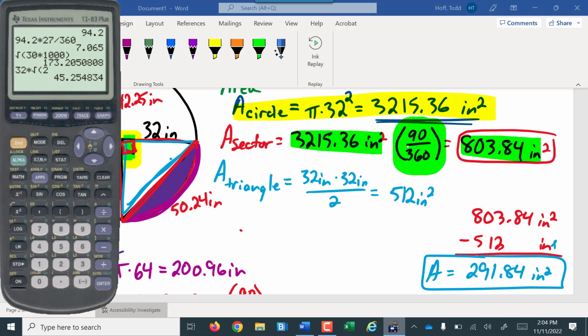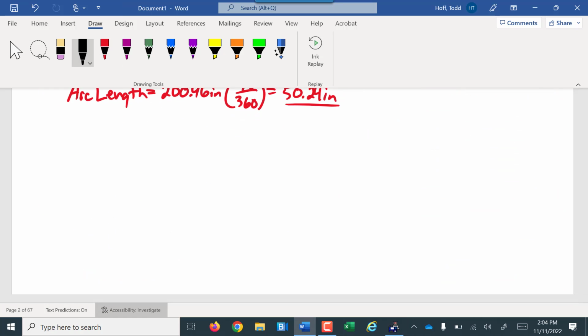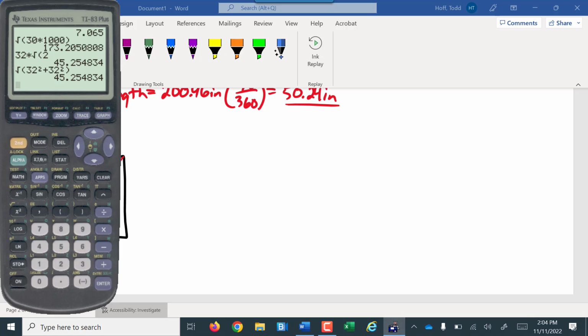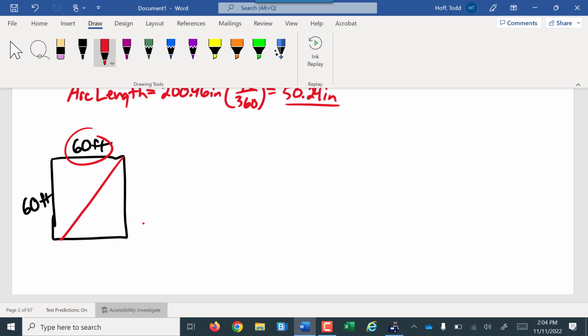So I cheated when I punched that into the calculator, but normally you do the square root of 32 squared plus 32 squared. You get 45.25. Now what I did is a construction shortcut. When you have a square, and it literally is a square, so it has to be the same length on both sides, the diagonal is just the length of the side times the square root of 2. So if I do 60 times the square root of 2, that gives me that 84.85.